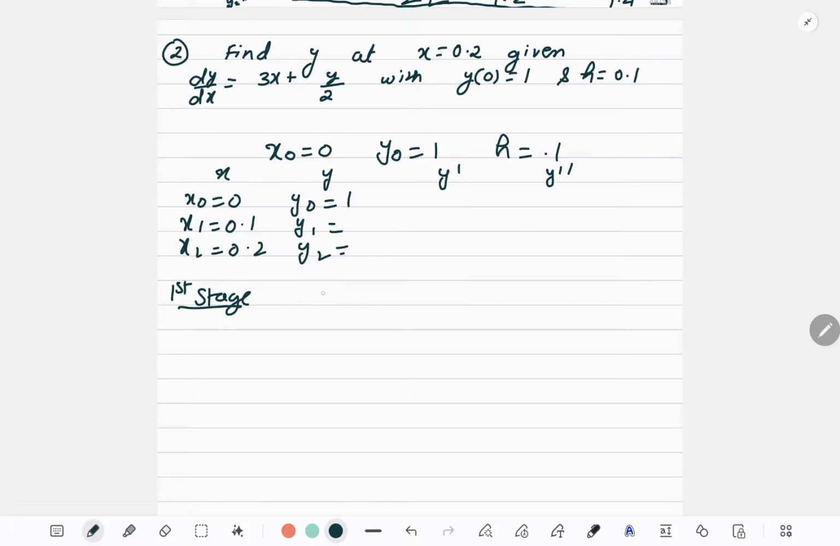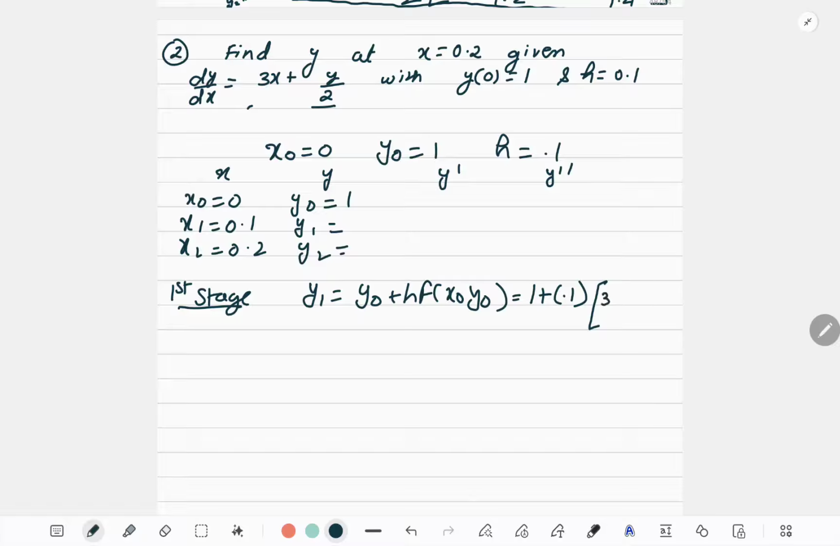I have to apply the Euler's formula. What is the Euler's formula? y1 is equal to y0 plus h f of x0 y0. So apply the formula: 1 plus h, value of the function at x0 y0. What is the function? 3x plus y by 2.